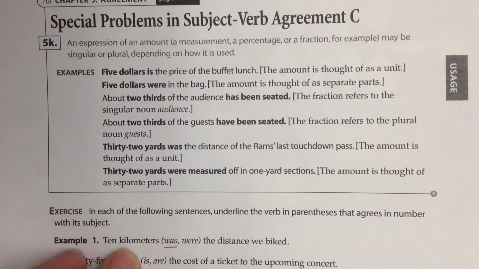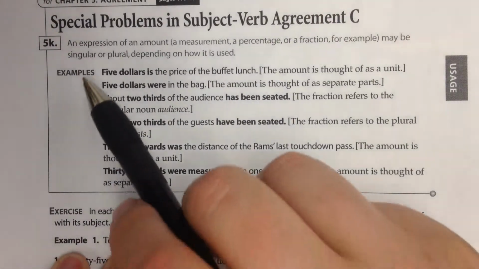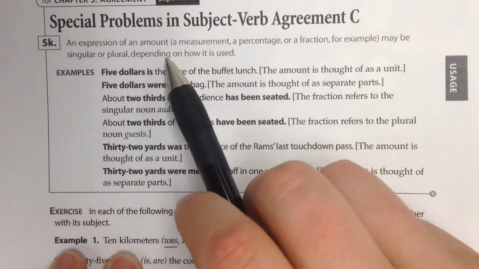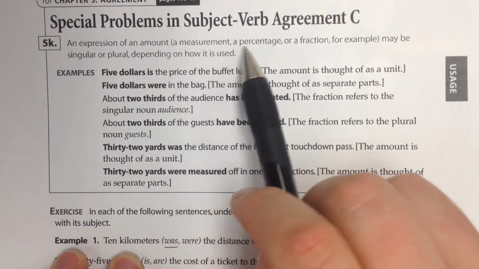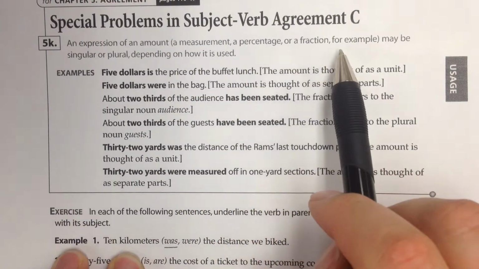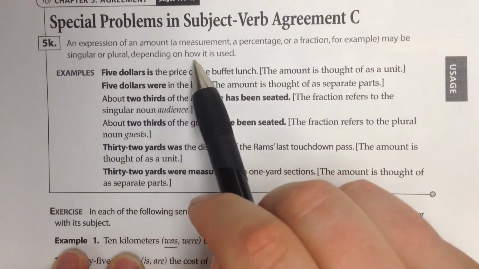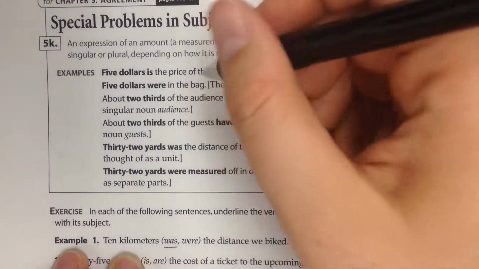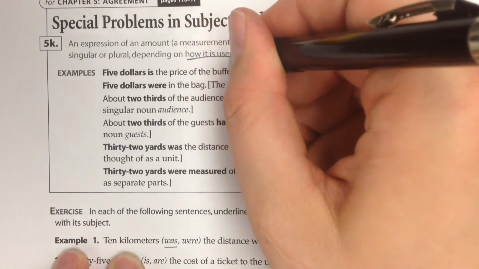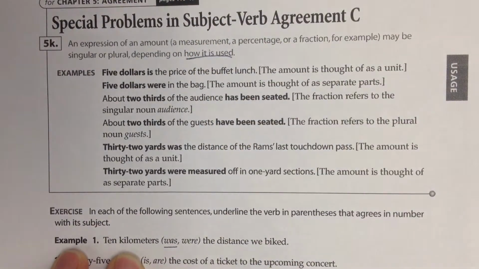So let's take a look at the rule. The rule is that an expression of an amount, and what we're talking about here are measurements, a percentage, fractions, for example, may be singular or plural depending on how it is used. So it's all about how it is used. This means we're going to have to look for clues in the sentence, and we're going to have to analyze each sentence for meaning.